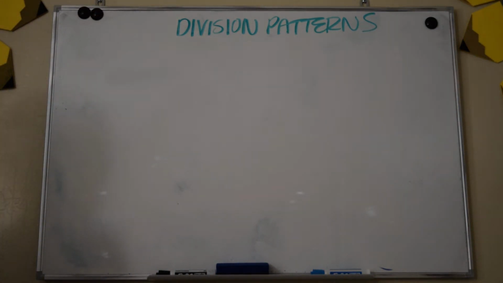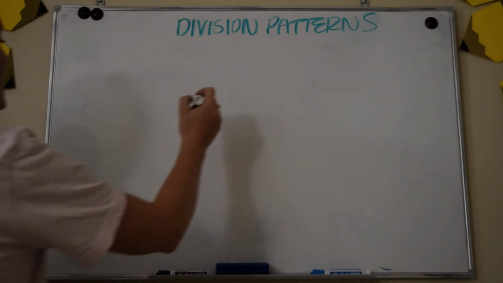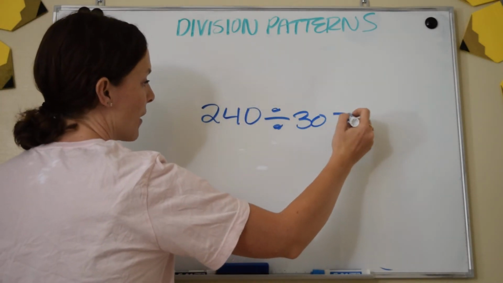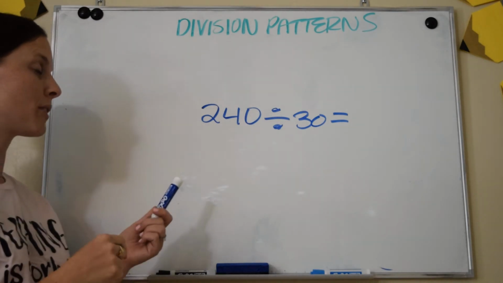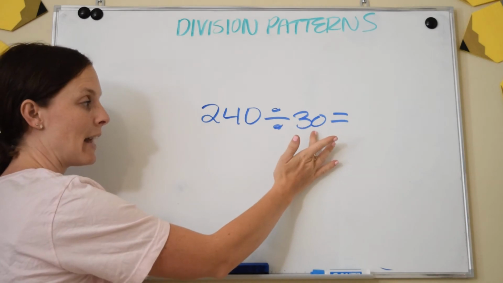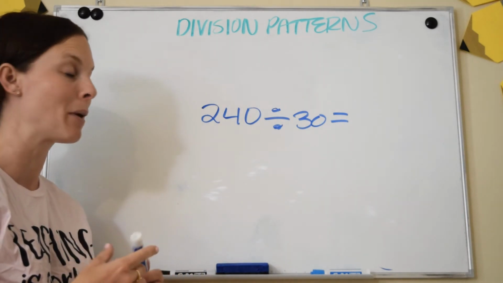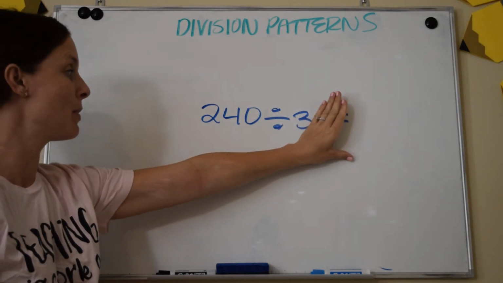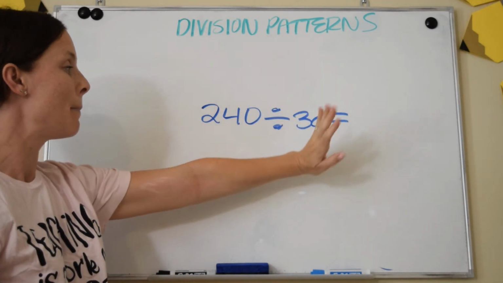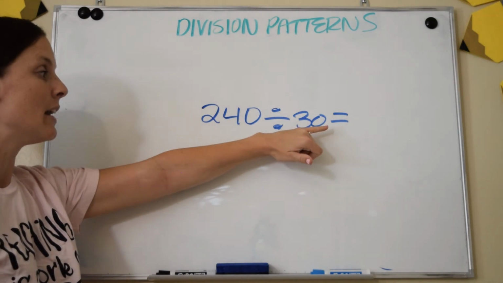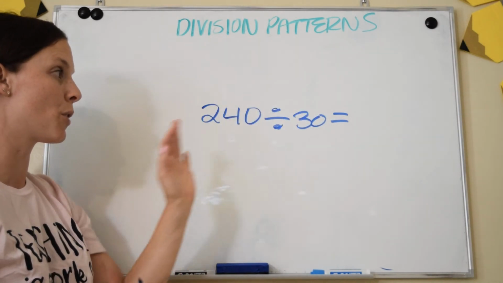What if I have something a little bit different? What if I have 240 divided by 30? Okay. This one's really important. So when you have zeros connected to both the dividend and the divisor, here's what you do. So pay attention to this one because this is a little different. Before, it would have maybe looked like this, 240 divided by 3. But now we're working with a 2-digit power of 10 number over here as the divisor. So here's what you do.